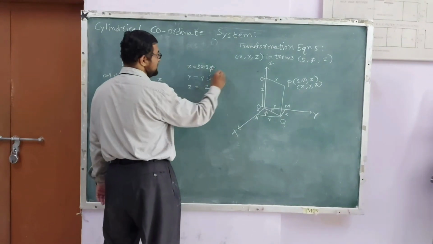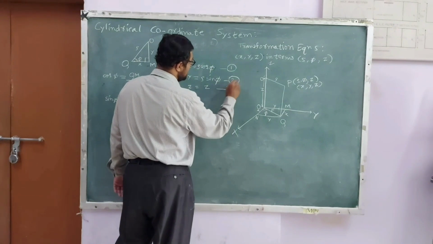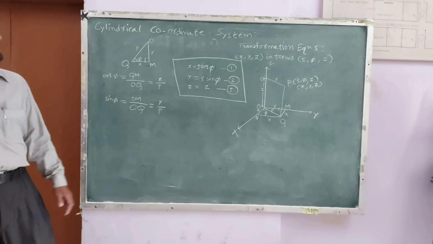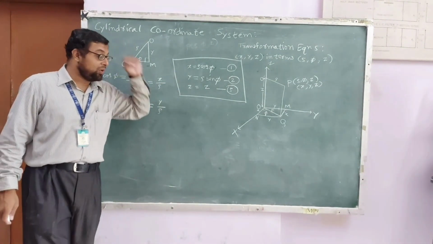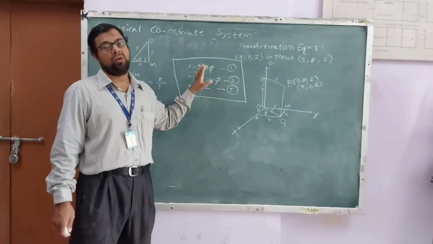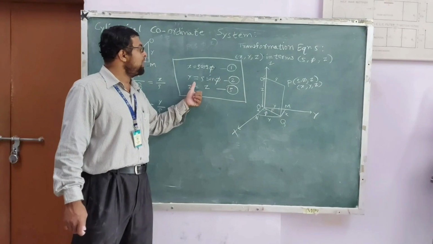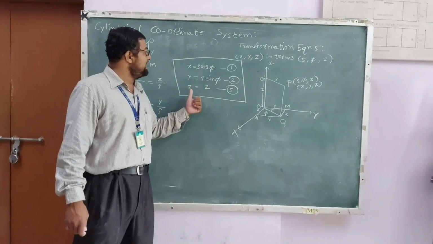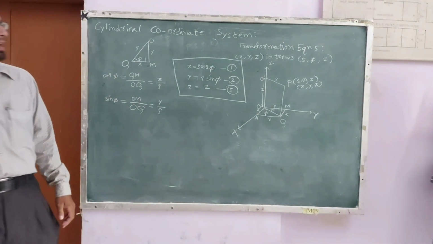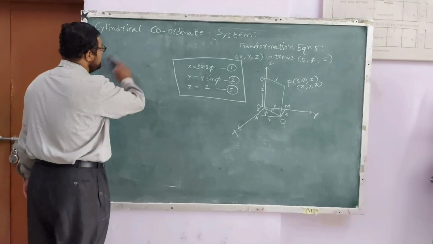Z is equal to z. So these are our equations number 1, 2 and 3. These are very important equations. They are called the transformation equations, that is, the Cartesian coordinates in terms of cylindrical coordinates rho, phi and z. So we have x is equal to rho cos phi, y is equal to rho sin phi, and z is equal to z only.